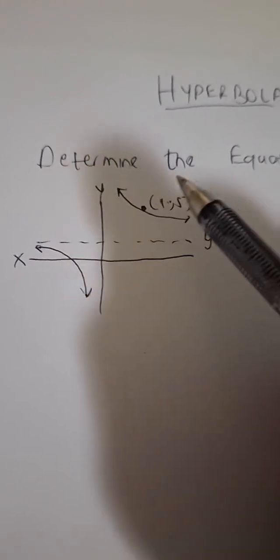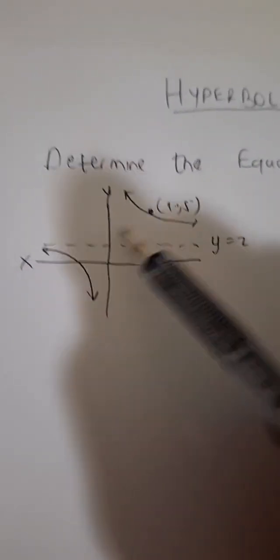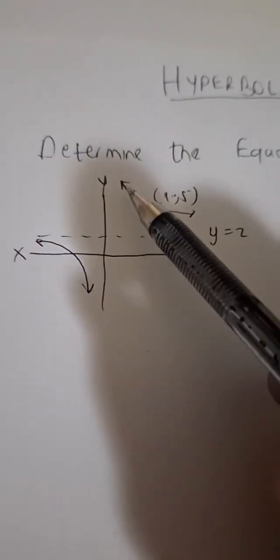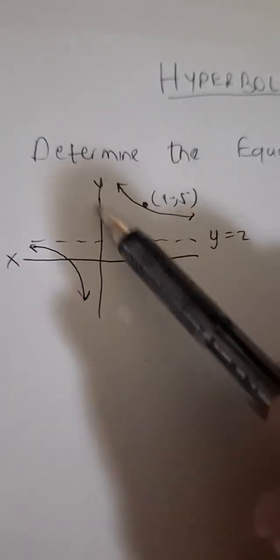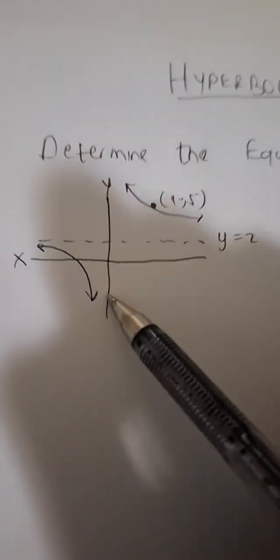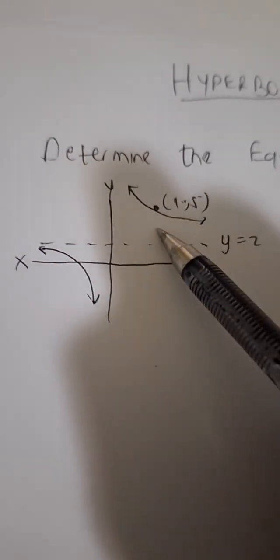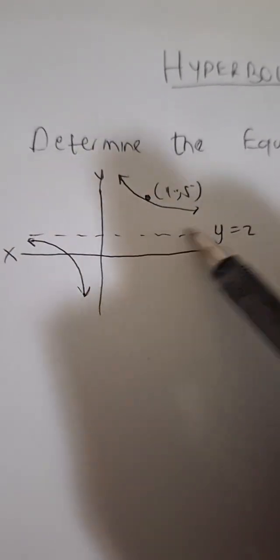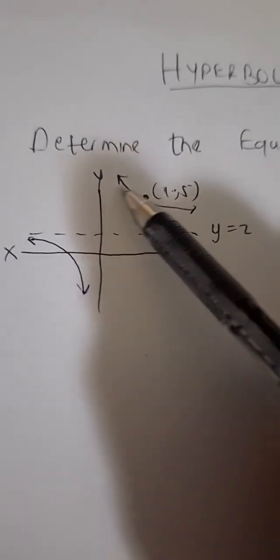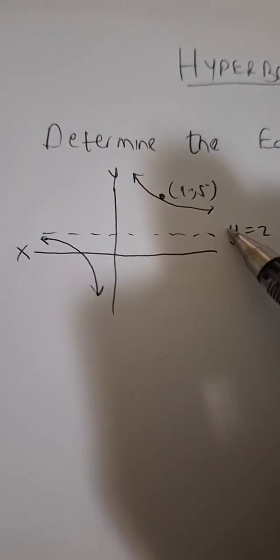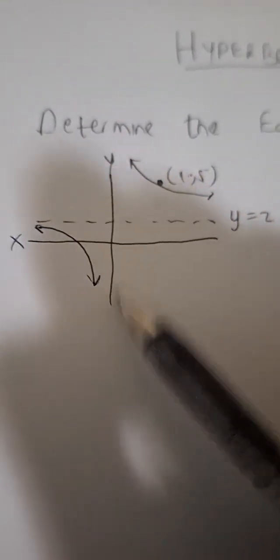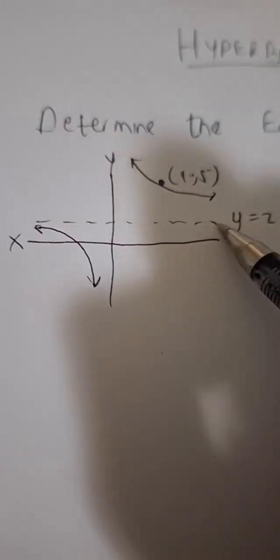Then we notice that the arms of the function are found in the first quadrant and in the third quadrant. By quadrant, remember that the asymptotes define the boundaries of the quadrants. This horizontal asymptote caps the boundary of the first quadrant, so this is our first quadrant, this is our second quadrant, this is our third quadrant, and this is our fourth quadrant.